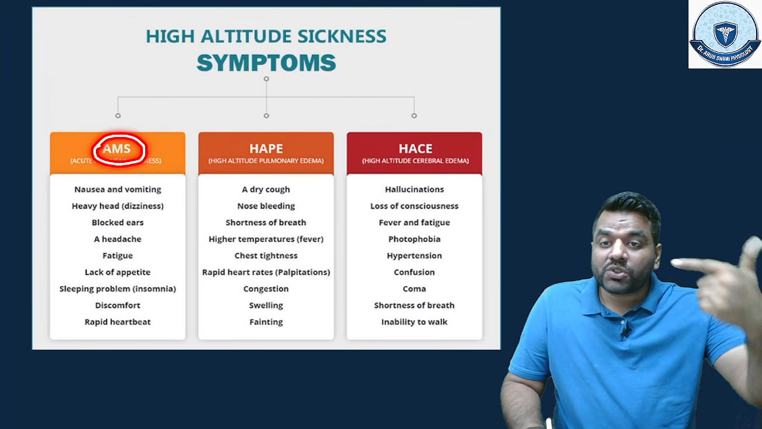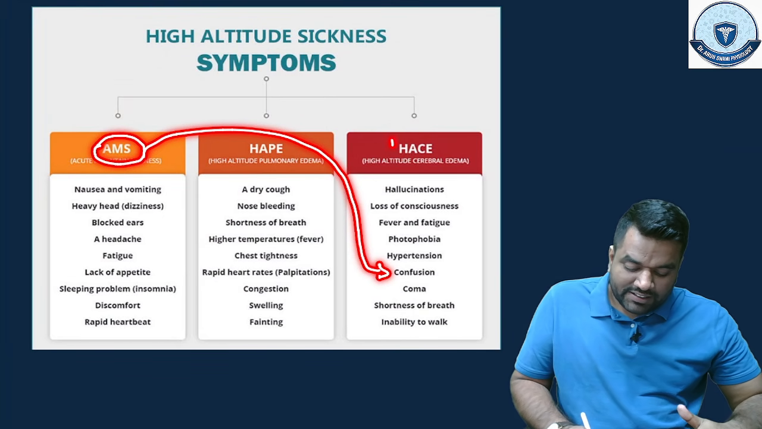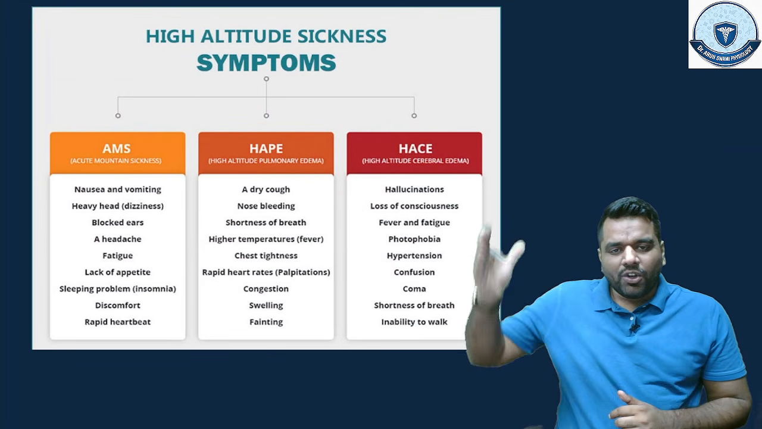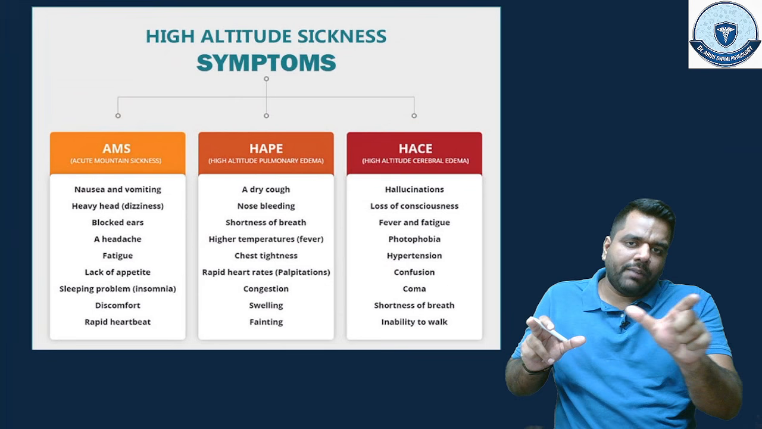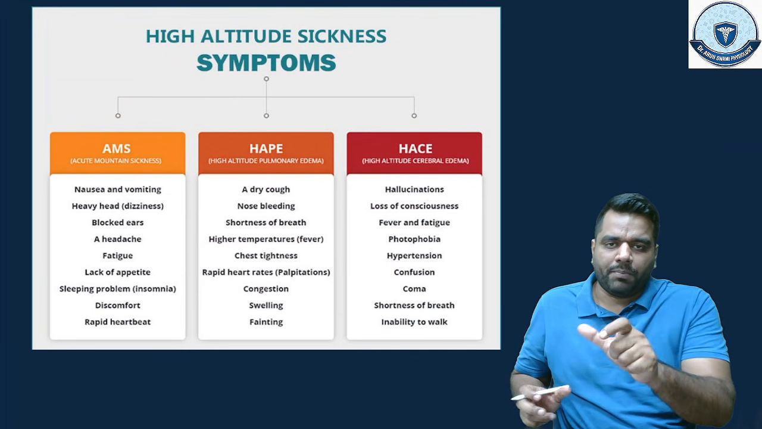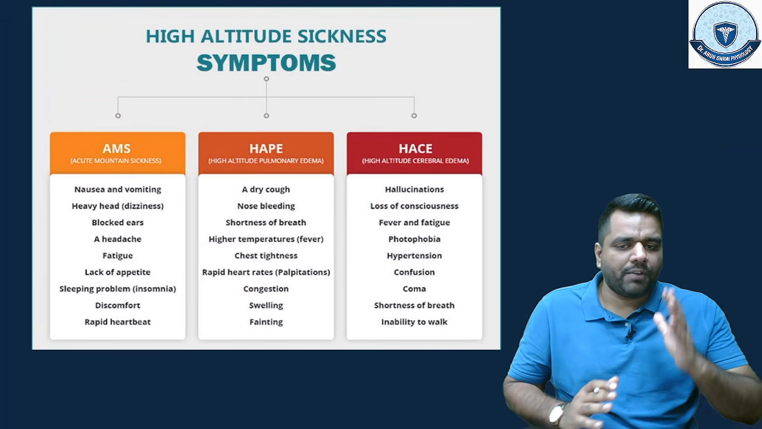But the person has also entered into a confusion state, so this is going towards high altitude cerebral edema. So if along with acute mountain sickness the patient presents with the other conditions as well, you can differentiate whether it is AMS, HACE, or HAPE, right? So this is the most important part you have to remember.